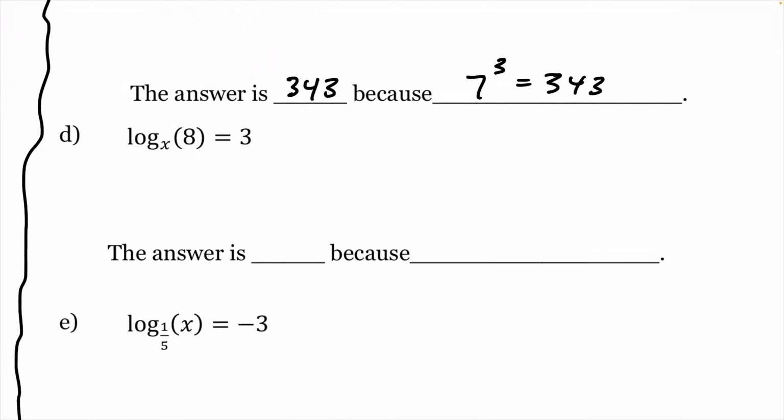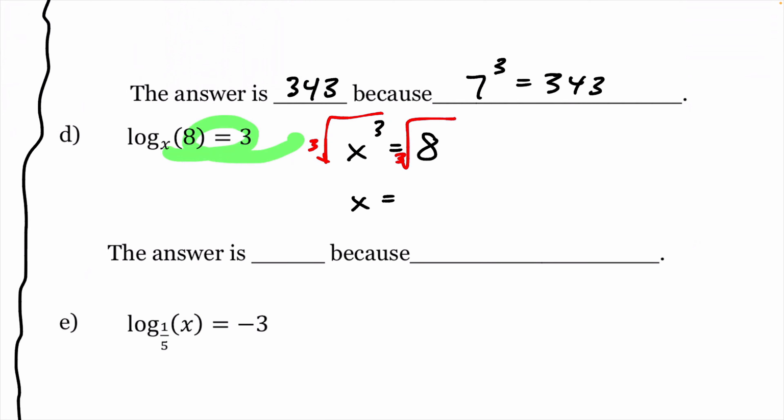Letter D, the base is missing again. So we have x to the third power equals 8. So do I find square root of both sides? No, because this is not a square root. It's a cube. So you find the third root. So go to your calculator. What's the third root of 8? 2.